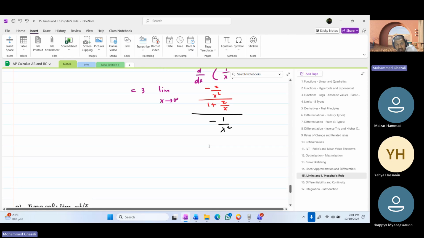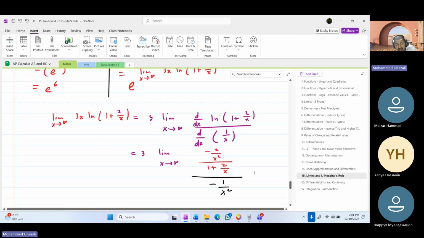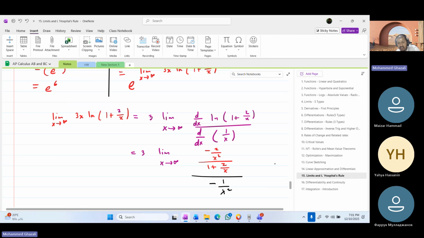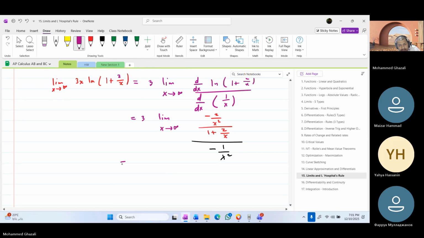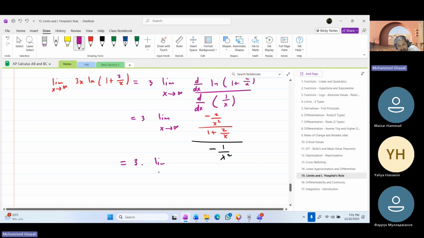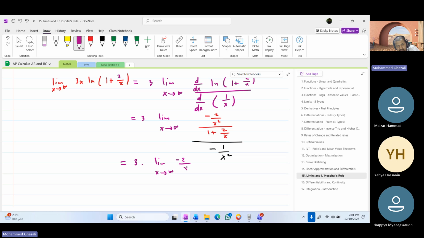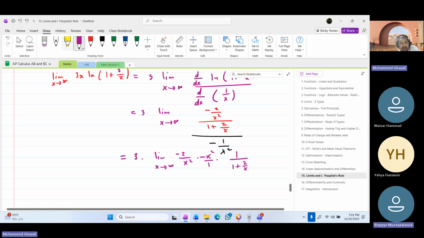Right, so I'm still not done with this, okay? What we can cancel out is, let's try to simplify this whole thing now. I got 3 times the limit as x approaches infinity of negative 2 over x squared, times this x squared moves up, right? It becomes negative x squared over 1. I still got that 1 over 1 plus 2 over x there. I need to simplify all this.